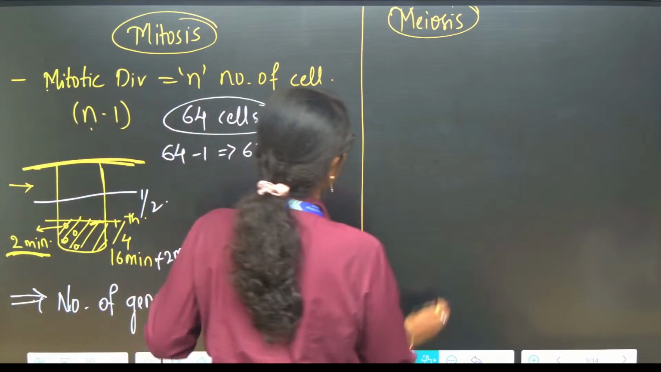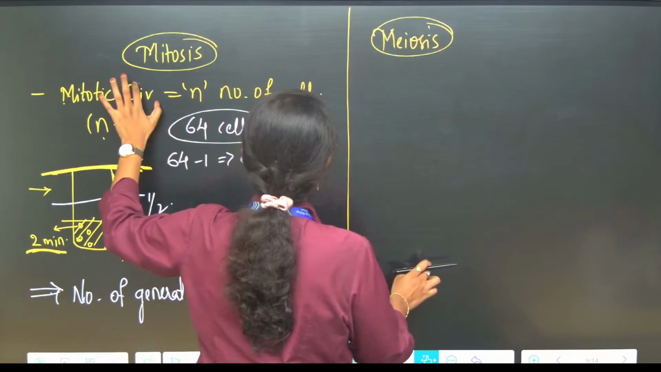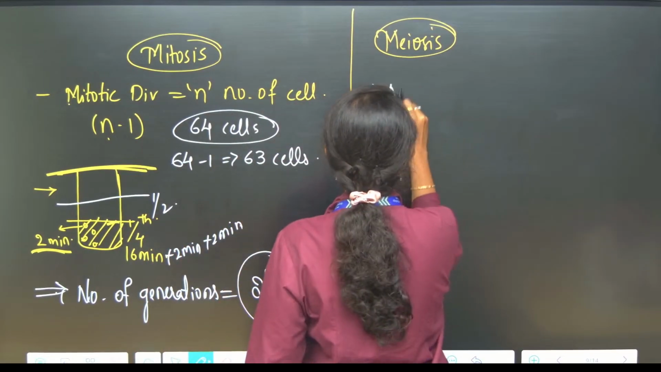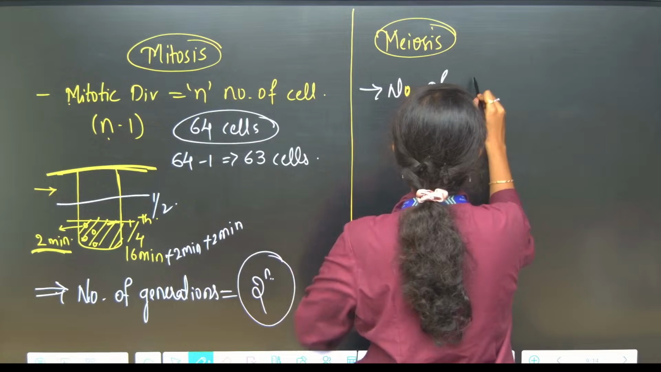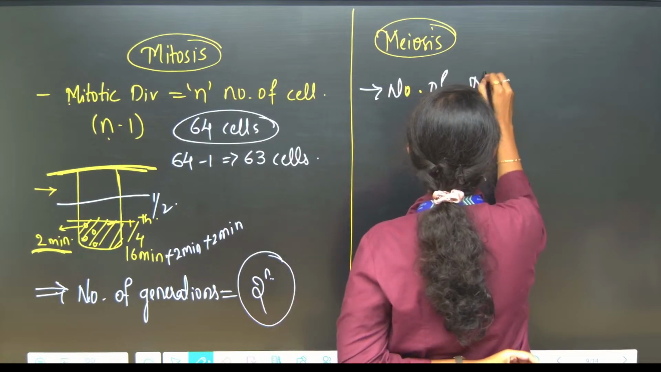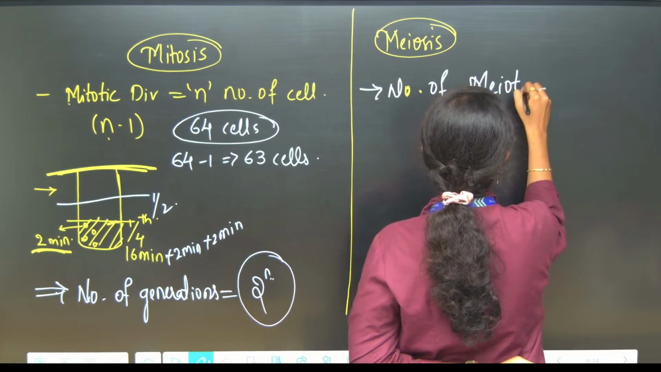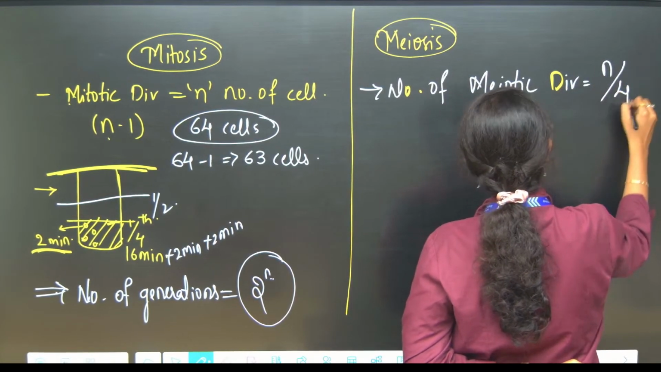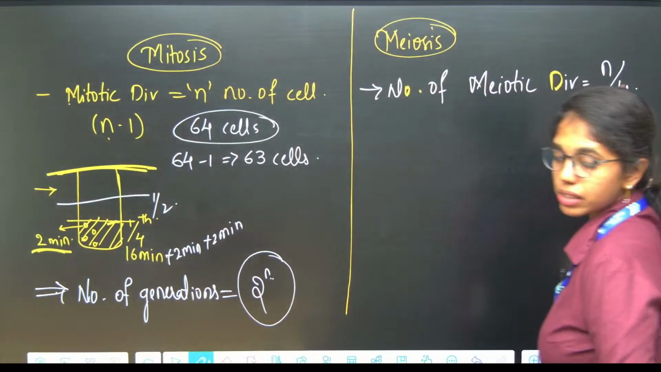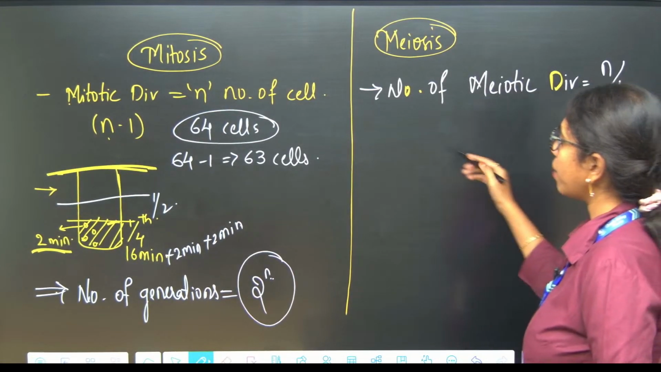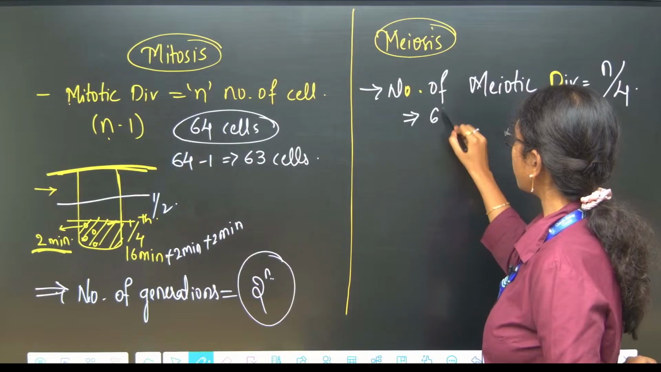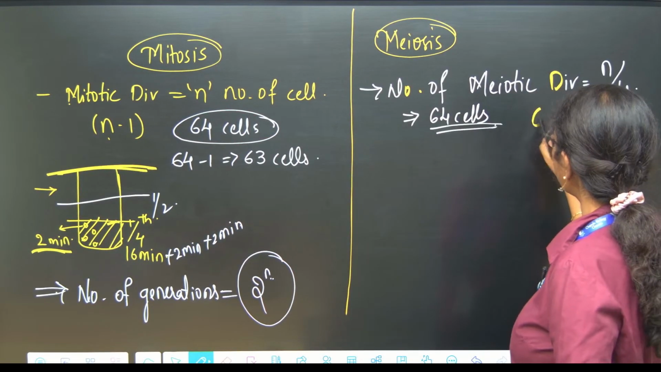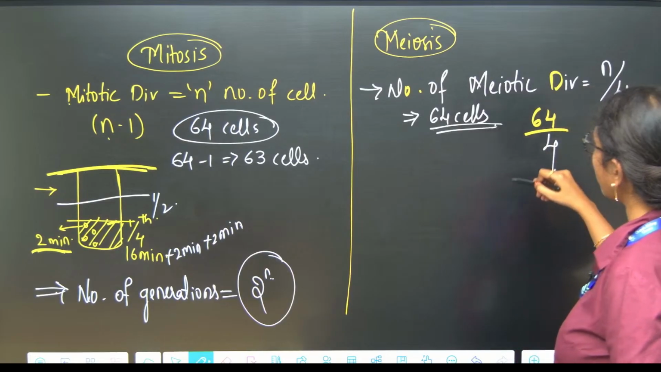And next, from meiosis, the number of meiotic divisions that occur to form these many cells. The formula is n by 4, where n is the number of daughter cells. For example, 64 cells are there. How many meiotic divisions happen to form 64 cells? 64 by 4. What will be the answer?